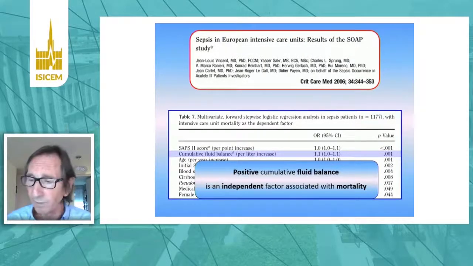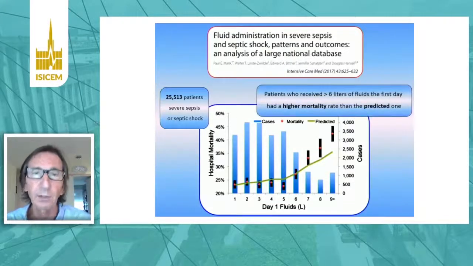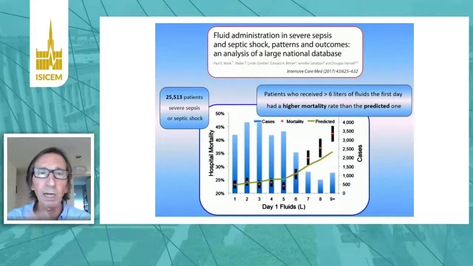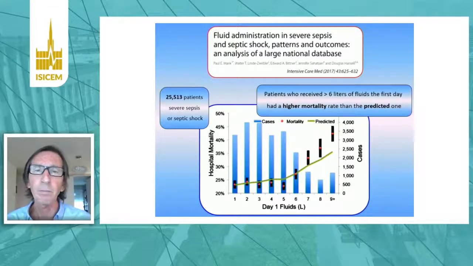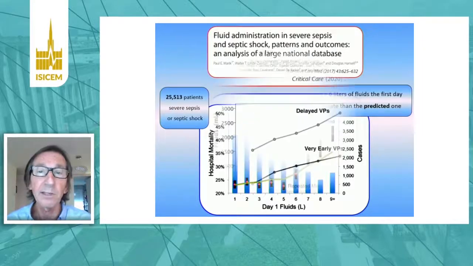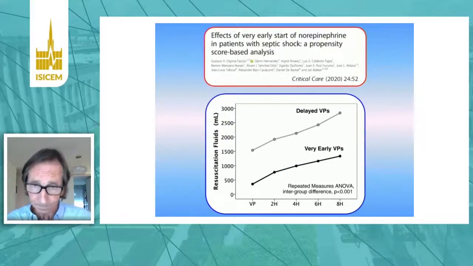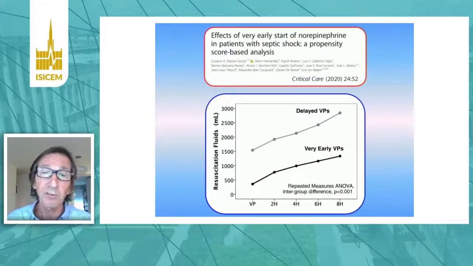You know this study by Jean-Louis Vincent and co-workers showing that the positive cumulative fluid balance in patients with sepsis is an independent factor associated with mortality, and many other studies confirm this result. This is a study by Paul Marik, including 25,000 patients, and showing that patients who receive more than 6 liters of fluid the first day had a higher mortality rate than the predicted one. So again, accumulation of fluid is harmful. And it is possible to reduce this accumulation of fluids by giving norepinephrine very early.